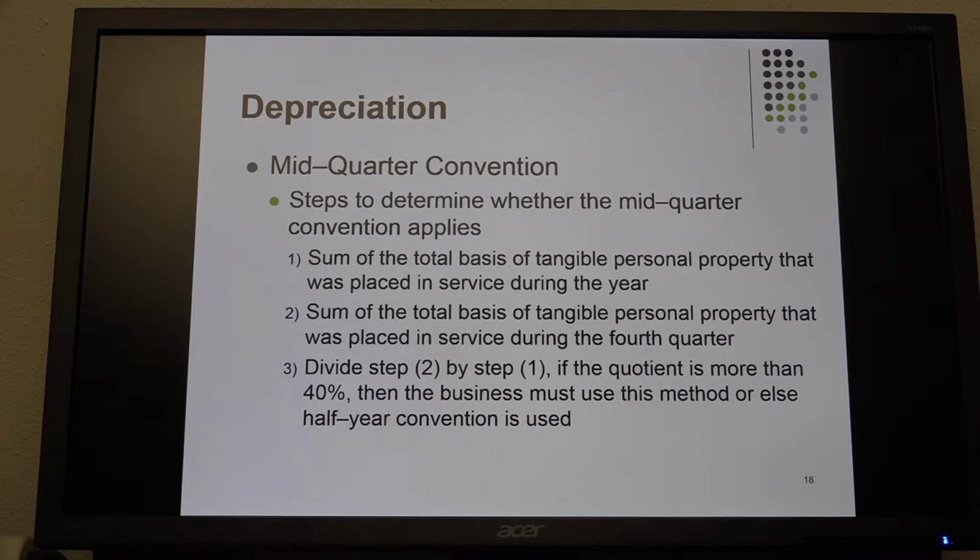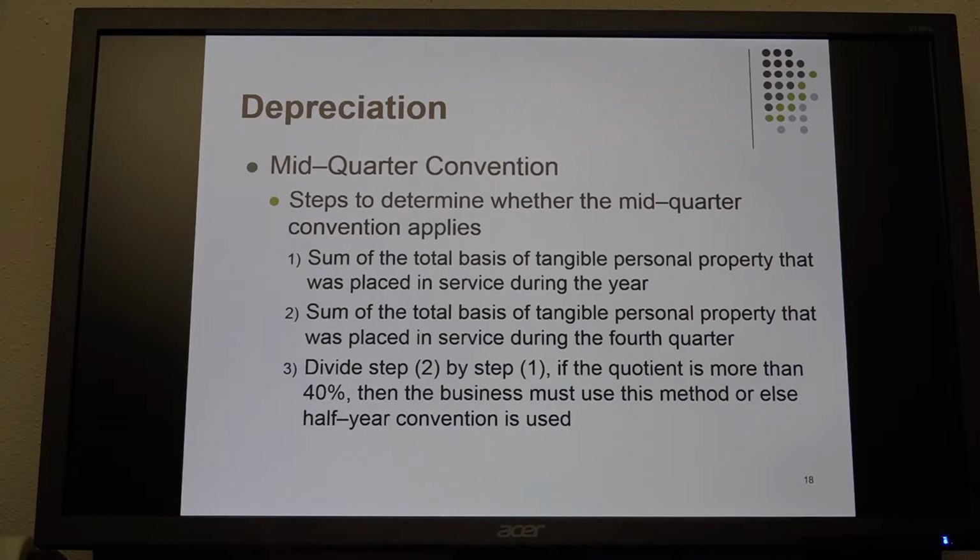Now, I don't want to spend too much time on the mid-quarter, but the reason why they put this mid-quarter convention in here is because taxpayers were figuring out that, well, we can wait until the end of the year, December, and purchase a bunch of assets and get a half year's worth of depreciation in that first year, even though we've only had the asset for less than 30 days. And so the IRS, to thwart this effort, created this mid-quarter convention. And so if you purchase more than 40% of your assets in that last quarter, you have to use this mid-quarter convention, which certainly is going to be less depreciation expense allowed for the taxpayer than would be a half-year convention. So that's why you have this mid-quarter convention.